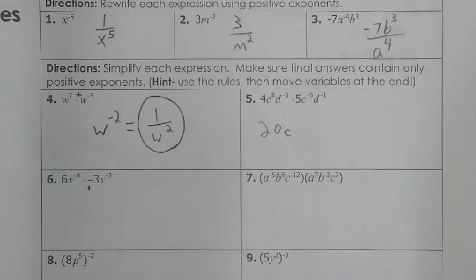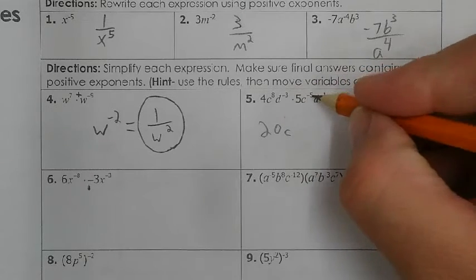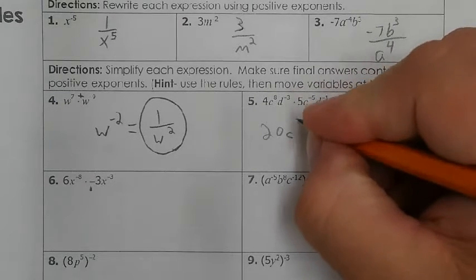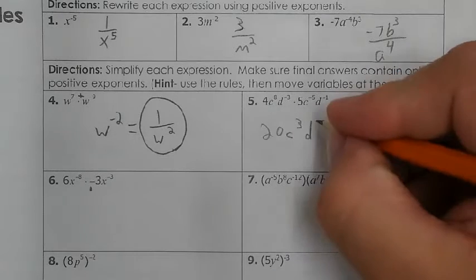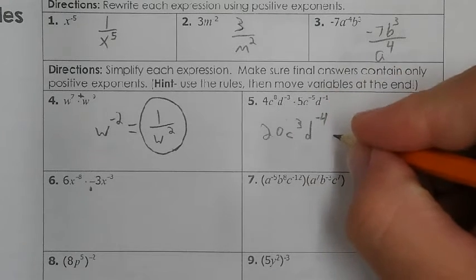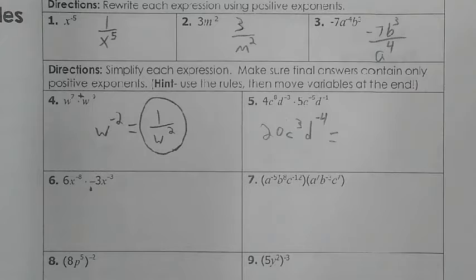What would our C change to? 3, because it's 8 plus negative 5. 8 plus negative 5 is a positive 3. What would our D change to? Negative 4. So we cannot have a negative exponent in our final answer.